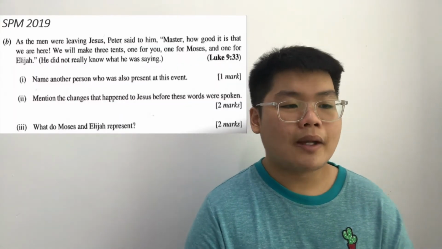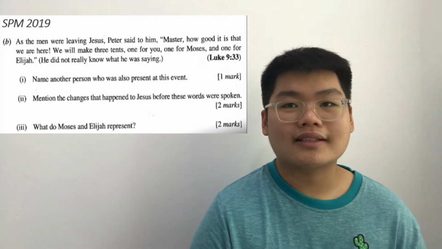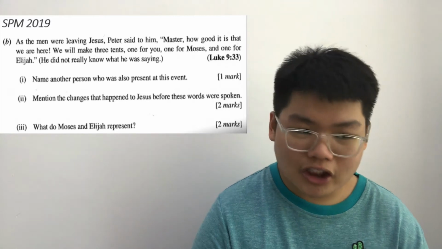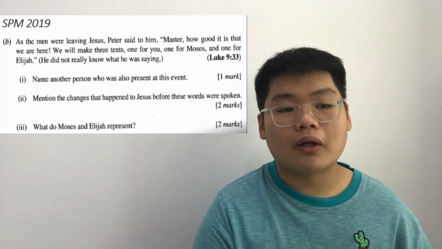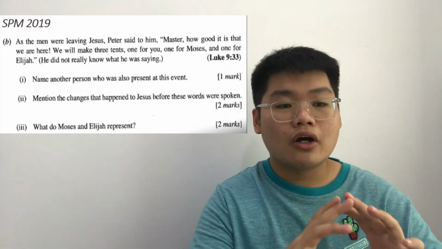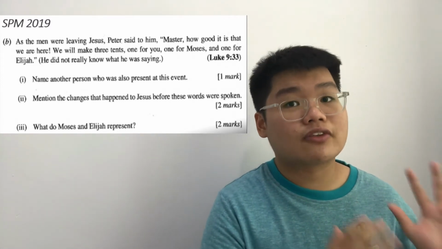As the men were leaving Jesus, Peter said to him, "Master, how good it is that we are all here. We will make 3 tents, one for you, one for Moses, and one for Elijah." He did not really know what he was saying. This is the part taken from the transfiguration of Jesus. So from this Bible verse, we can already know that this is taken from the transfiguration of Jesus.